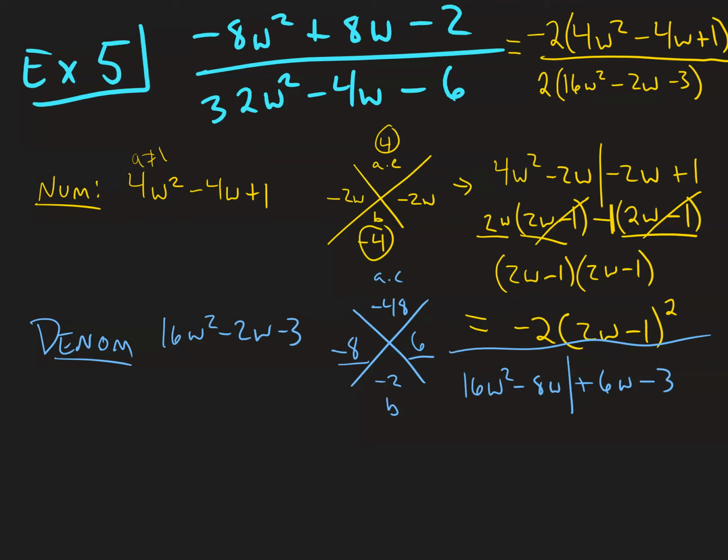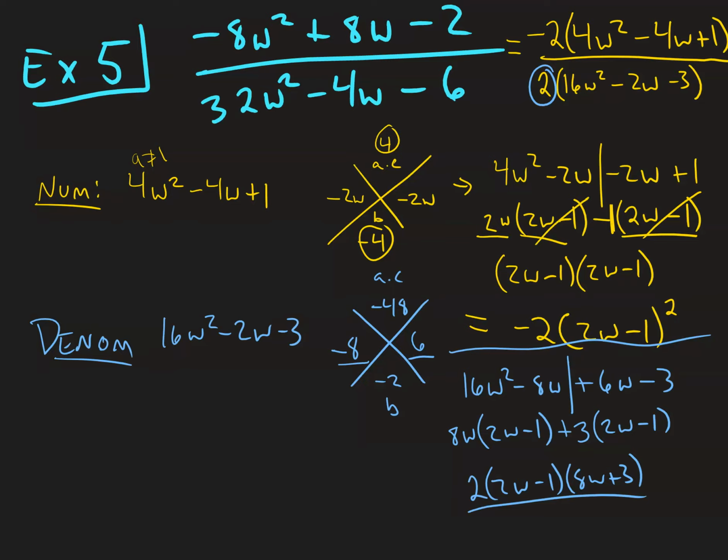And I will go ahead and factor out an 8w from the first half, which leaves me with 2w minus 1. And I will factor out a 3 from the second half, which would leave me with 2w minus 1. Factoring out the 2w minus 1 will give me this, 2w minus 1 times 8w plus 3. We can't forget the original 2 that came with it. So there we go, we have factored our denominator.